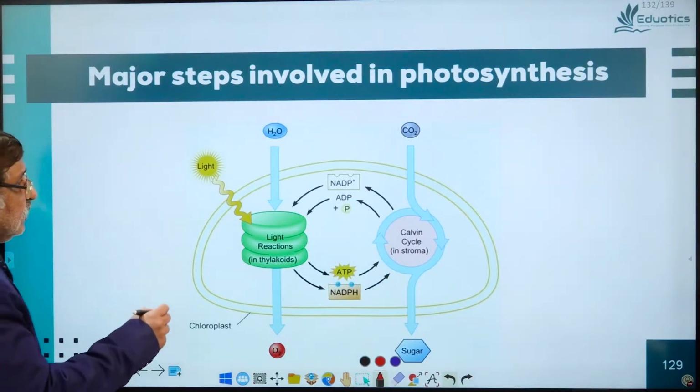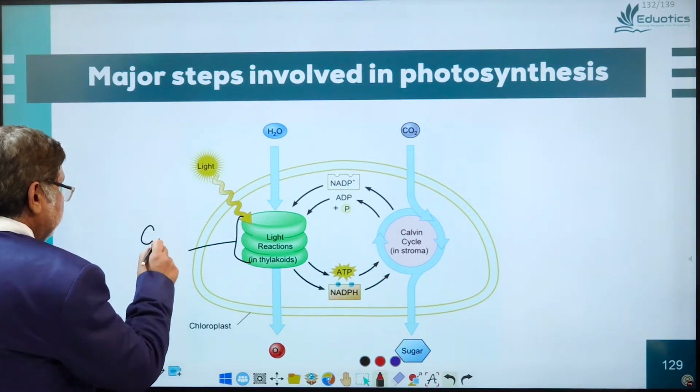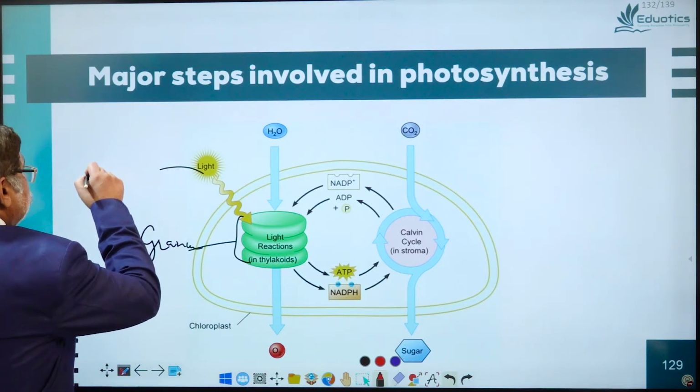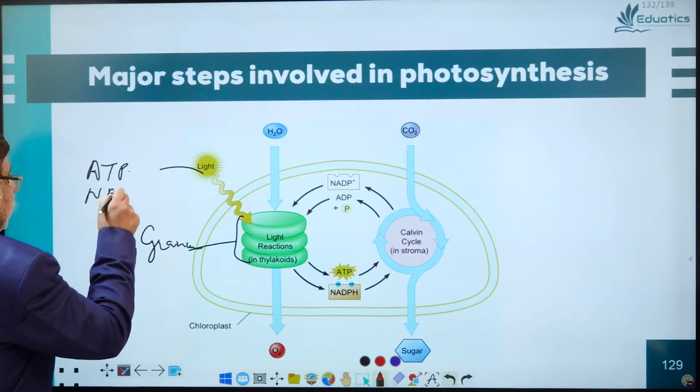As I said, light reactions occur on the thylakoid, that is the granum part. The main aim of light reactions is to produce high energy molecules like ATP and NADPH.